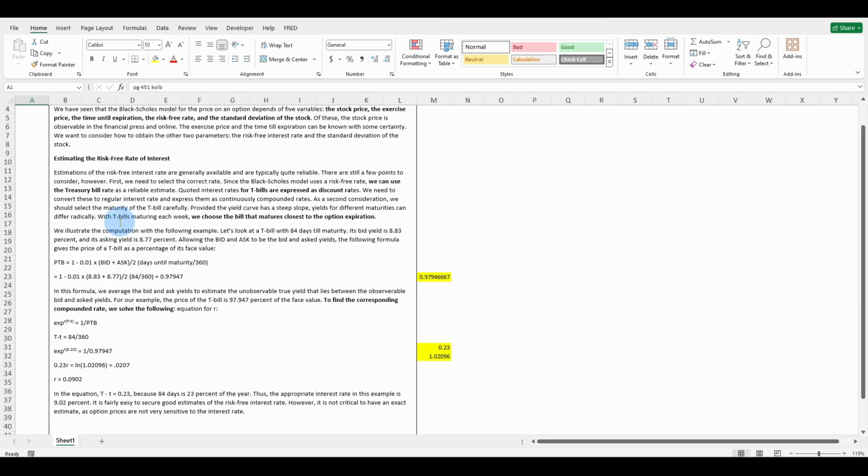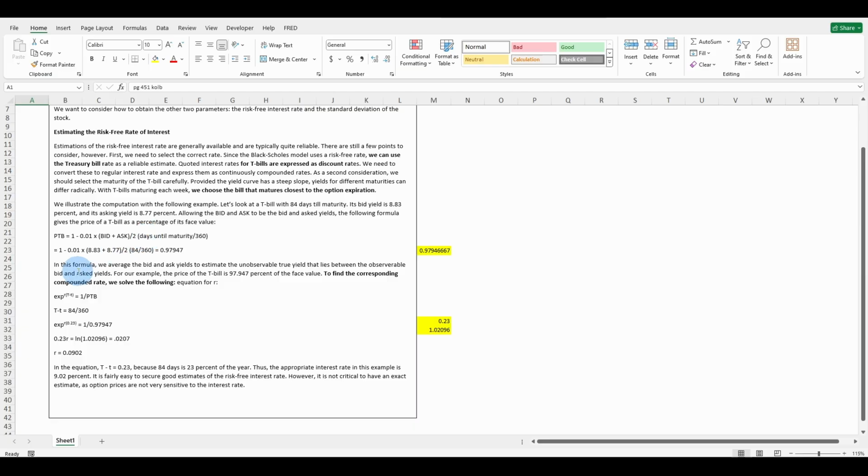We illustrate the computation with the following example. Let's look at a T-bill with 84 days till maturity. Its bid yield is 8.83% and its asking yield is 8.77%. Letting the bid and ask be the bid and ask yields, the following formula gives the price of a T-bill as a percentage of its face value. PTB equals 1 minus 0.01 times (bid plus ask) divided by 2, times days until maturity divided by 360.